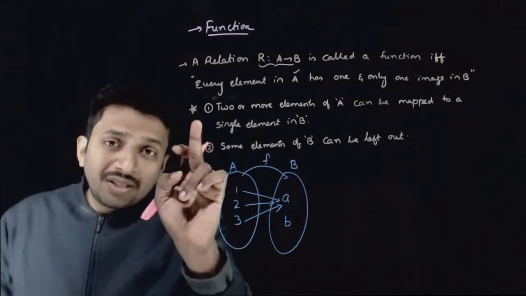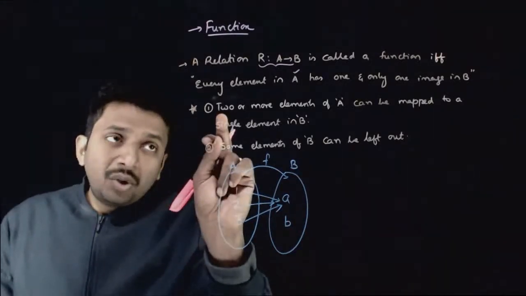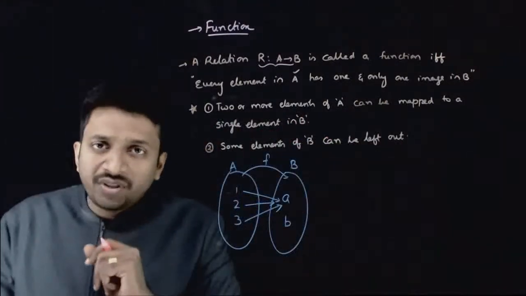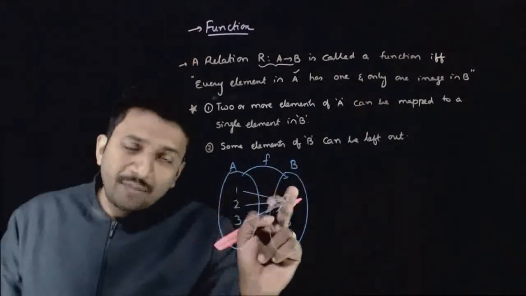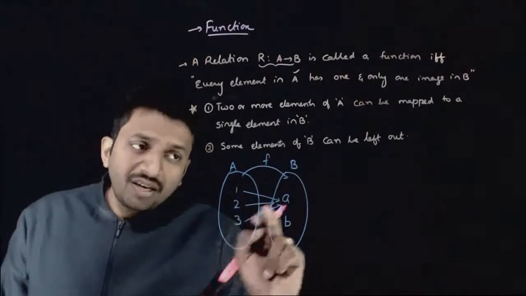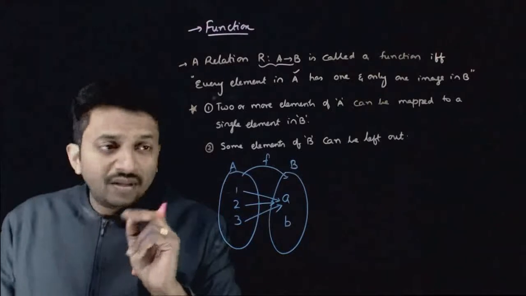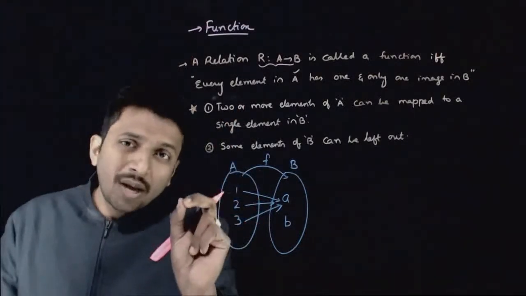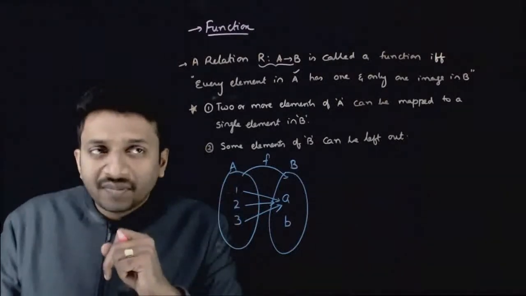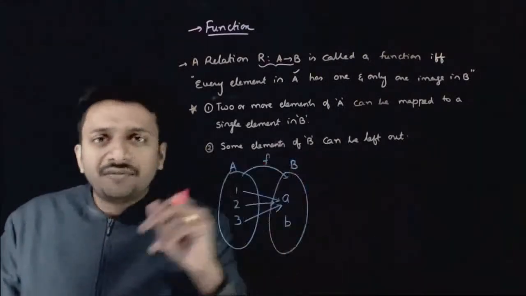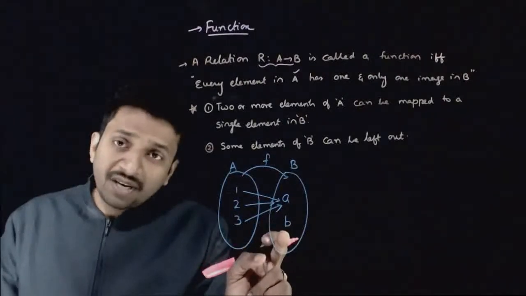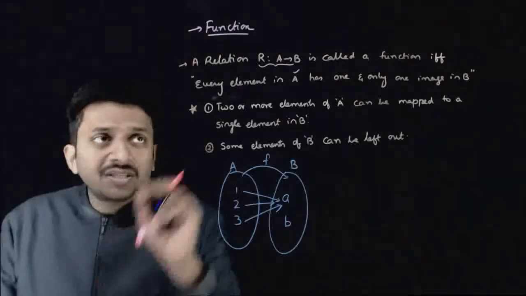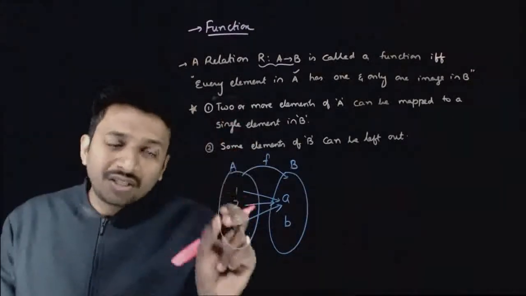And the thing that you need to remember is that two or more elements of A can be mapped to a single element in B. There is no problem with it. That is, 1 is mapped to A, 2 is also mapped to A, 3 is also mapped to A. There is no problem with it. The only condition is every element in the first set should have one and only one image in the second set. And some elements of B can be left out. So if you have this B which has been left out without any connection, there is no problem with this, because the definition of the function only talks about the first set.